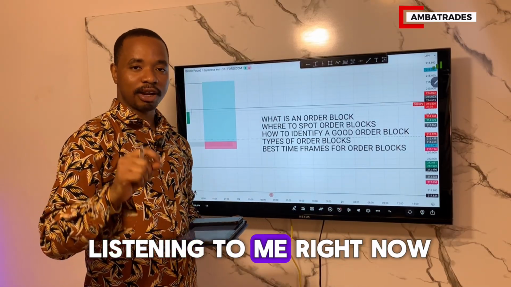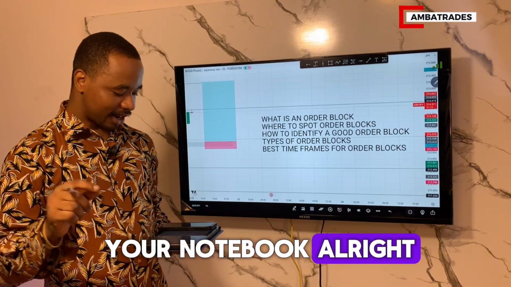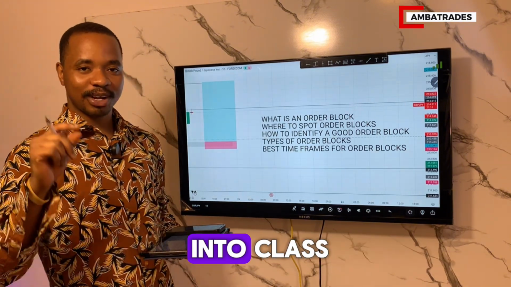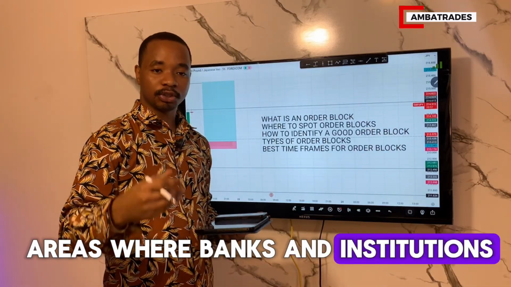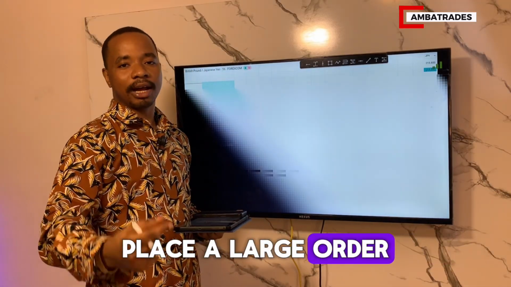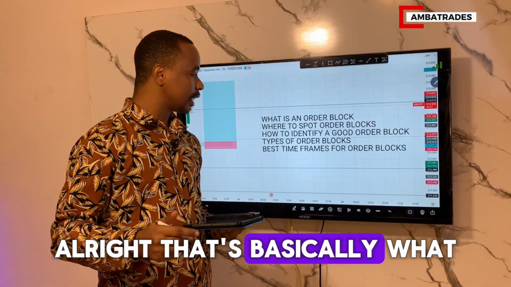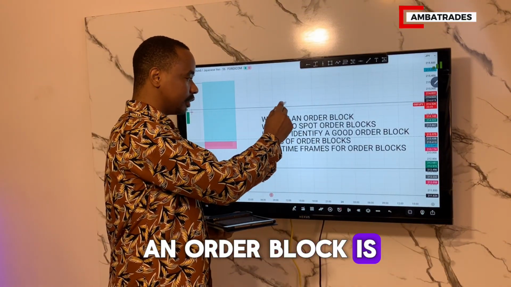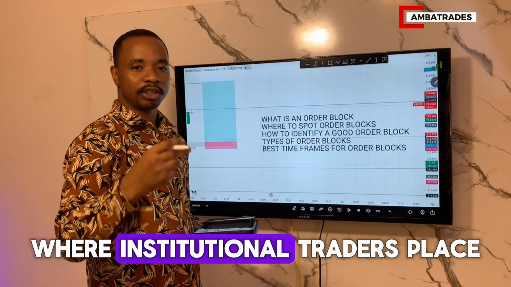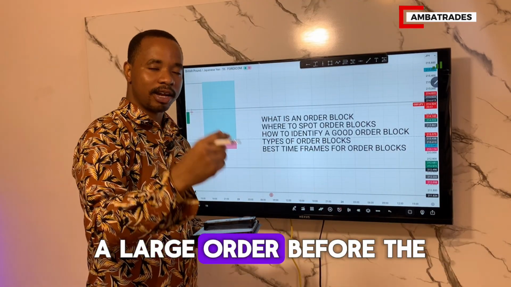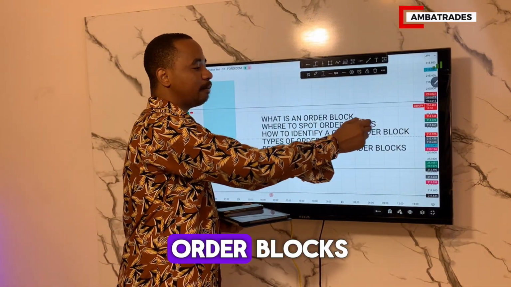So if you are listening to me right now, make sure you grab a pen and grab your notebook, all right? Because you are going into class. This is a large area where banks and institutions place a large order before the market moves, all right? That's basically what an order block is. This you are seeing here, this is an order block where institutional traders place a large order before the market moves.